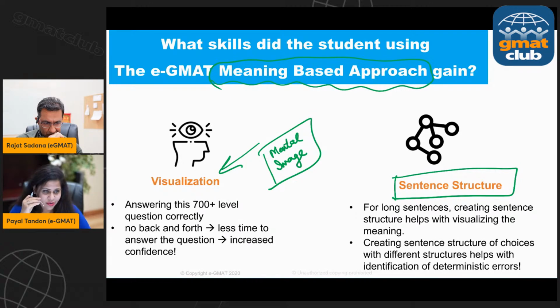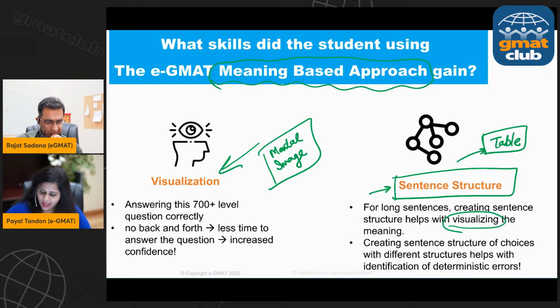The second skill is sentence structure. The sentences that you're going to see on the test, they're going to be long, convoluted, but they are going to be built on very solid foundations, right? That is why if you simplify the sentence structure, if you understand what is the sentence structure that the author has used, that will help you with the visualization of the meaning. In this case, what we did was we created the sentence structure and then we were able to tabulate the meaning in our head. That's another way to visualize the meaning, right?